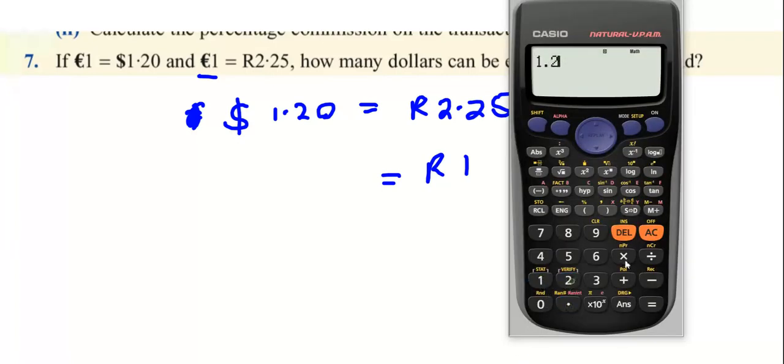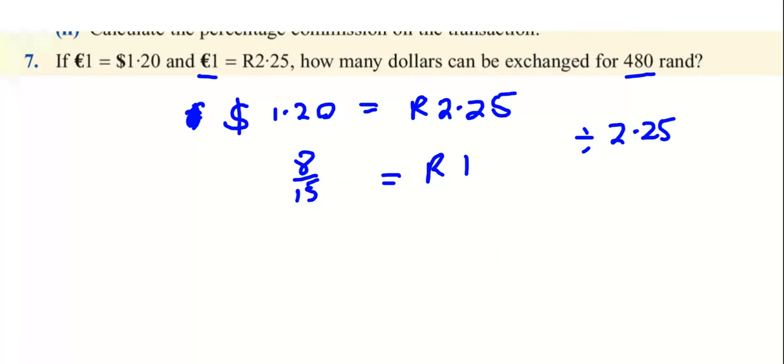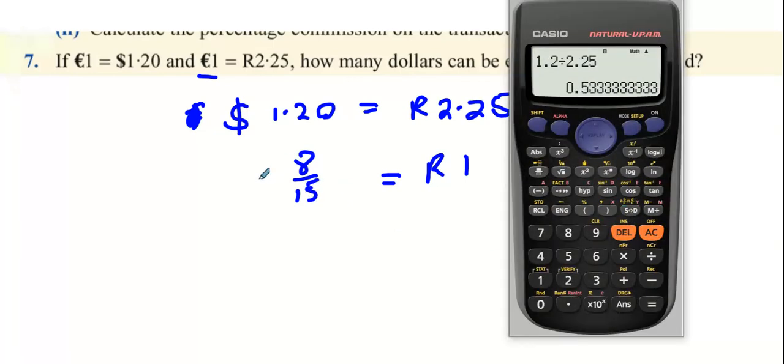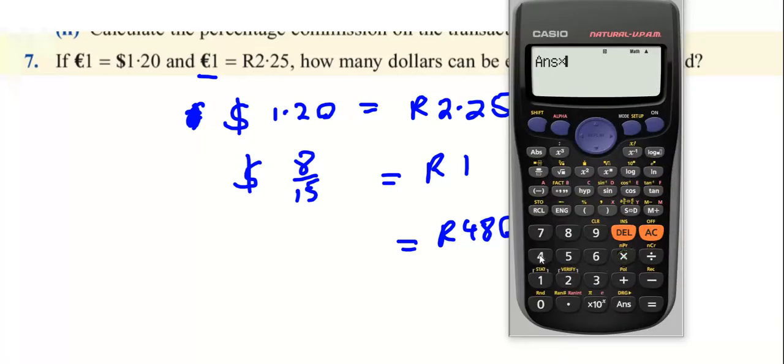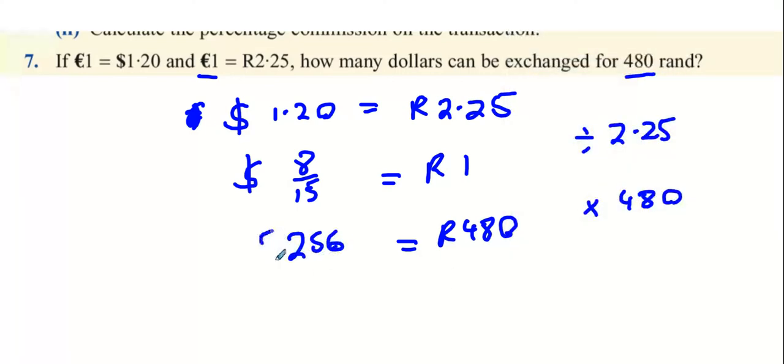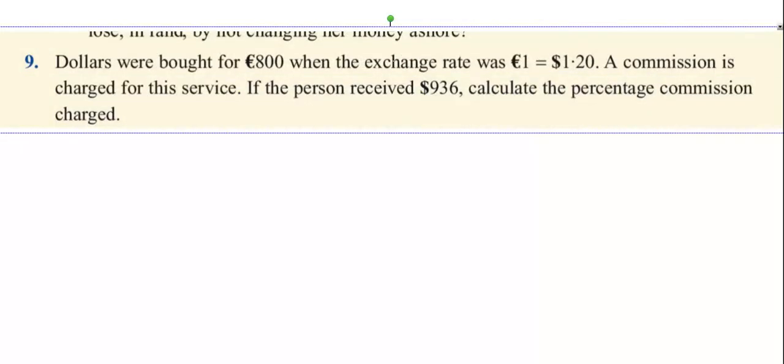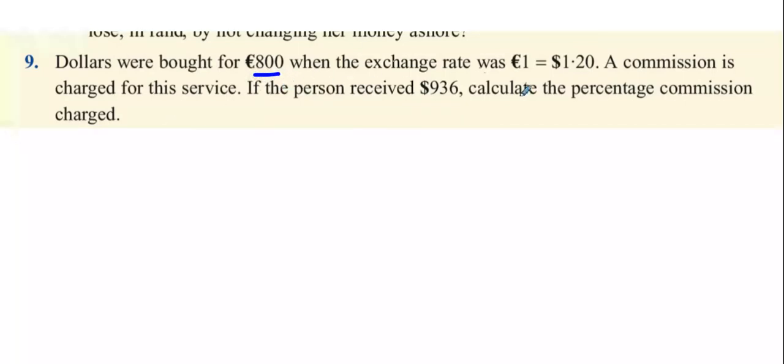1.2 divided by 2.25 is 8/15 dollars, which is roughly 53 cents, but we're not going to round it off. And then multiply it by 480 to find out what 480 rand is. So multiply by 480, and you get $256 is the same as 480 rand.